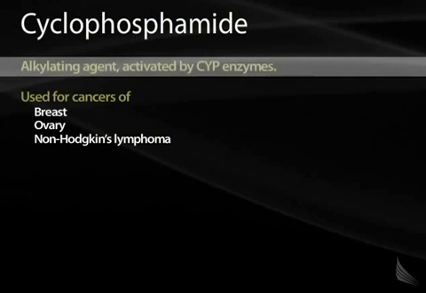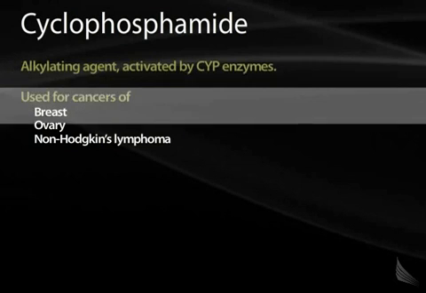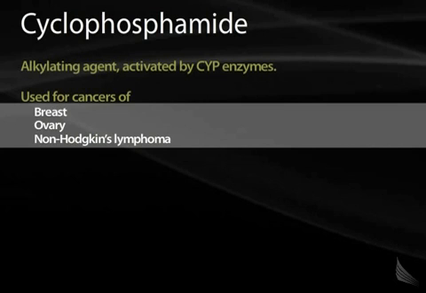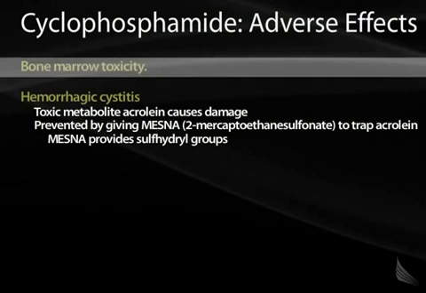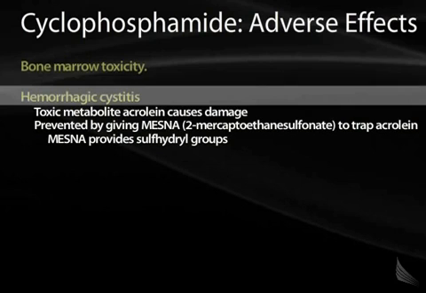Cyclophosphamide is another alkylating agent that is activated in the body by cytochrome P450 enzymes. This medication is used for breast, ovarian, and non-Hodgkin's lymphoma. Cyclophosphamide, again, can cause bone marrow toxicity. The characteristic adverse effect of cyclophosphamide is hemorrhagic cystitis.